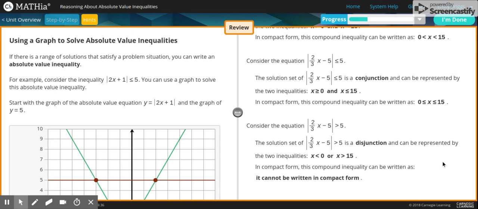And in compact form, this compound inequality cannot be written in compact form because it's a disjunction. So anytime it's a disjunction, it means that it cannot be written in compact form. It can only be written in compact form when it's a conjunction. So I hope this helped you guys with this problem in reasoning about absolute value inequality.